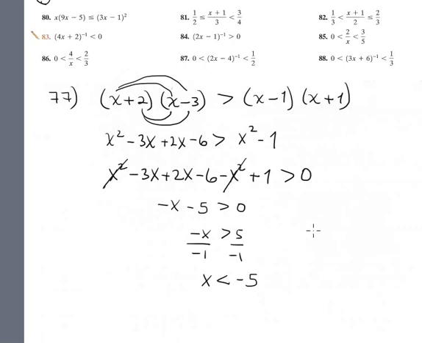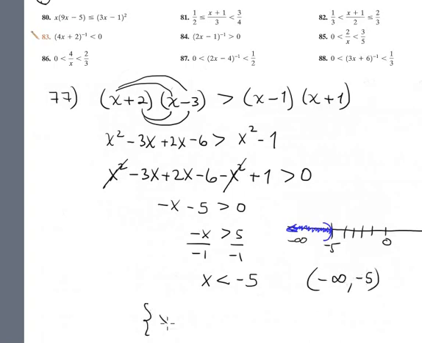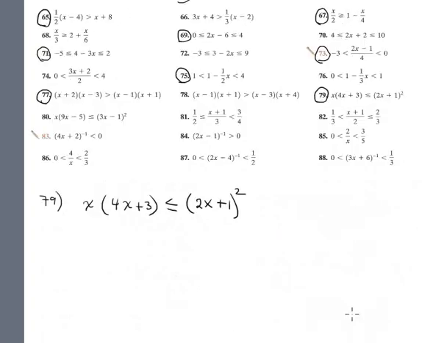Okay, so now the representation of this interval graphically is infinity, negative infinity. This is 0, 1, 2, 3, 4, 5, minus 5 here. This interval is less than, to the left, is this interval. Of course, do not include negative 5. The interval notation is from negative infinity, comma negative 5. And the set notation is x such that x is less than negative 5.